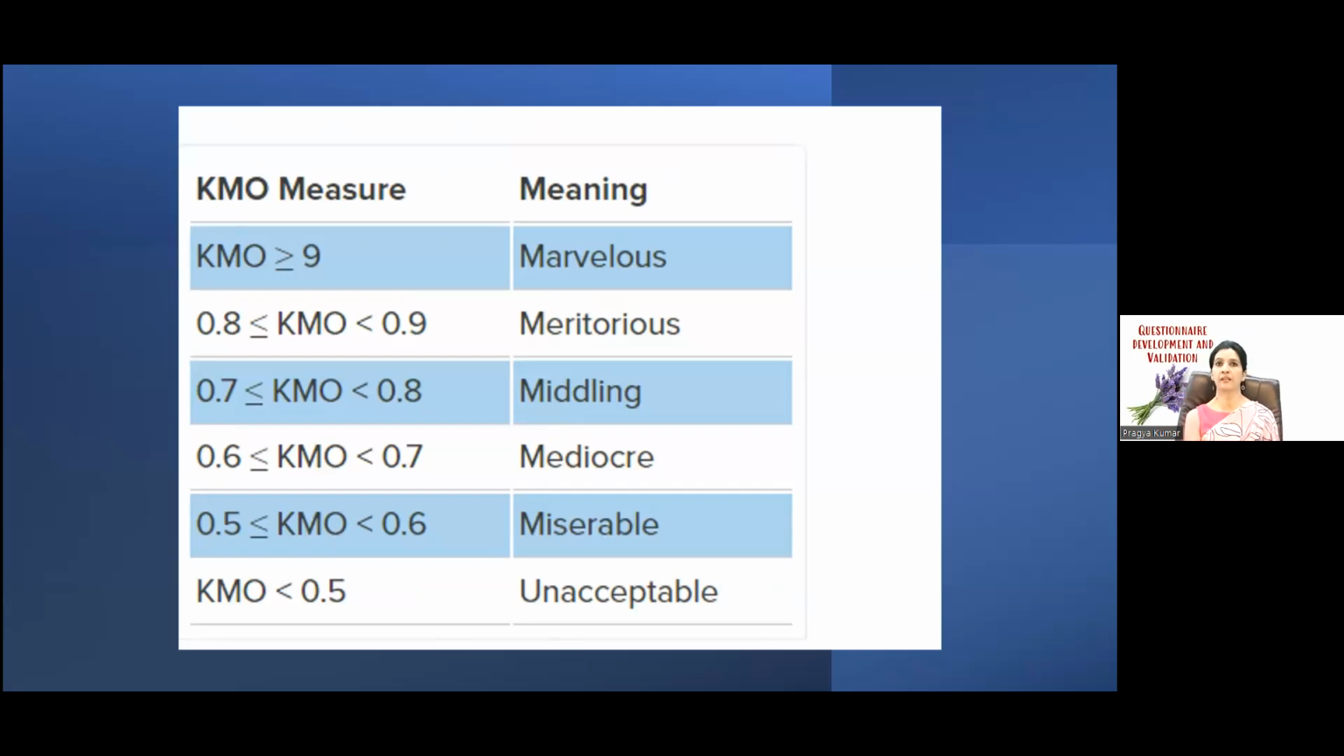Again, we define the meaning: if it is more than 0.9, it is marvelous data. If it is between 0.8 and 0.9, we call it meritorious. Sorry, by mistake I said 9, it is 0.9. Between 0.7 and 0.8, middling. If it is 0.6 to 0.7, we call it mediocre. Less than 0.5 is not acceptable at all.